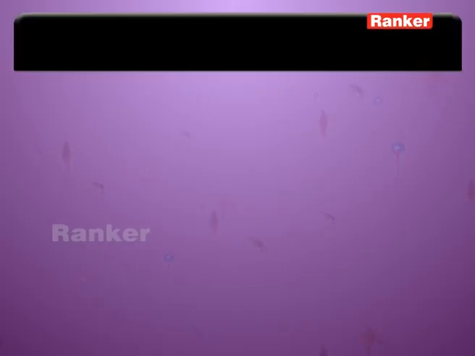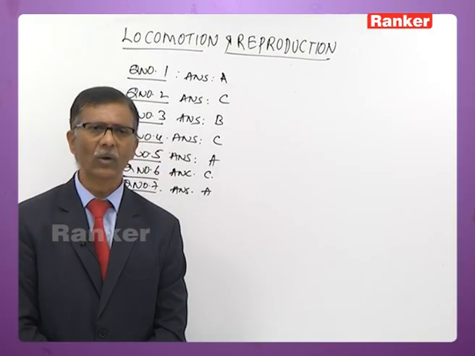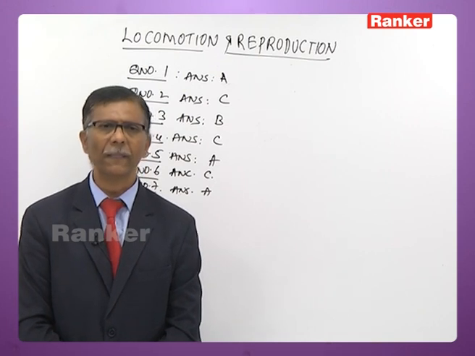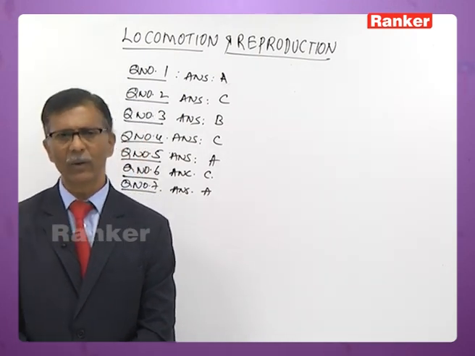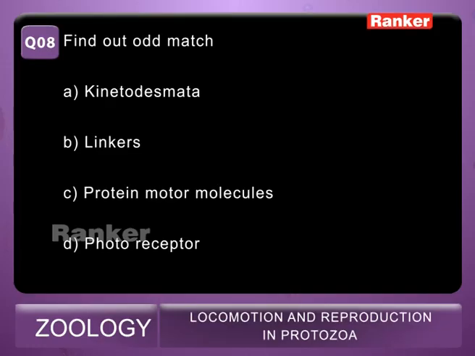Now question number 8. Find out the odd one. A. Kinetodesmata, B. Linkers, C. Protein motor molecules, D. Photoreceptors. Now all these, kinetodesmata, linkers, protein motor molecules, are concerned with the flagella or cilia responsible for movement, but photoreceptor is not connected with locomotion, that is the odd one out. So question number 8, correct answer is D, photoreceptor.